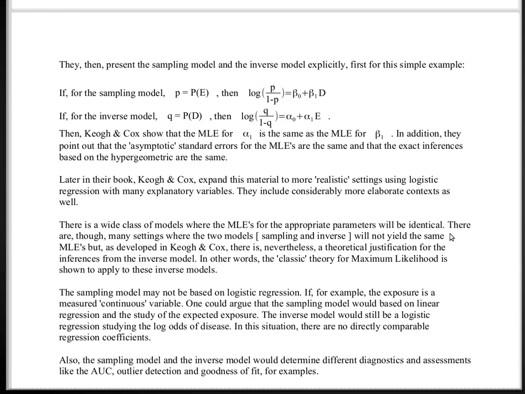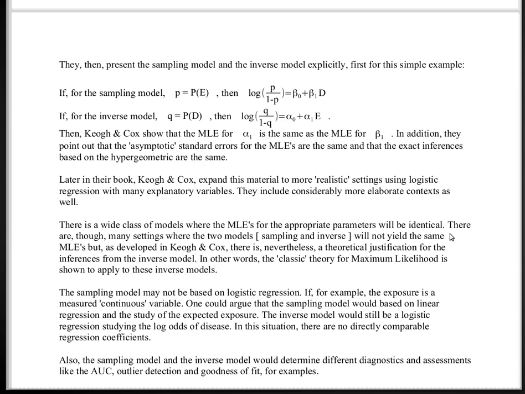Well, there's a lot at stake here. Many investigators would just say, "Oh, even if it's a case control study, you just model the log of the odds of disease, blah blah blah. Then you're done." It's not quite as straightforward as that.